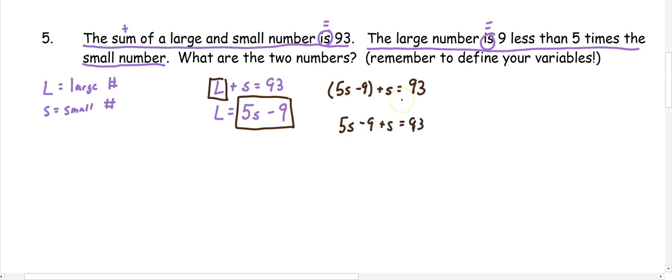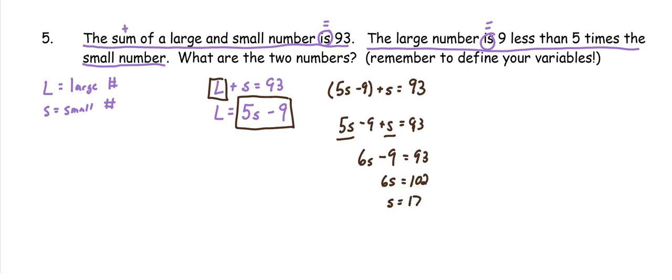So I'm going to combine my s's. So I have 5s and s to get 6s minus 9 equals 93. I'm going to add 9 to both sides, so 6s equals 102. And when I divide by 6, s is 17.